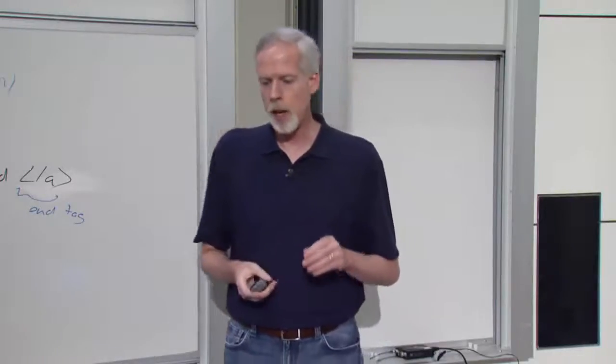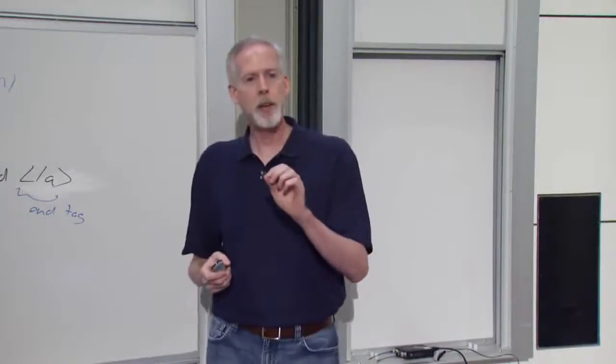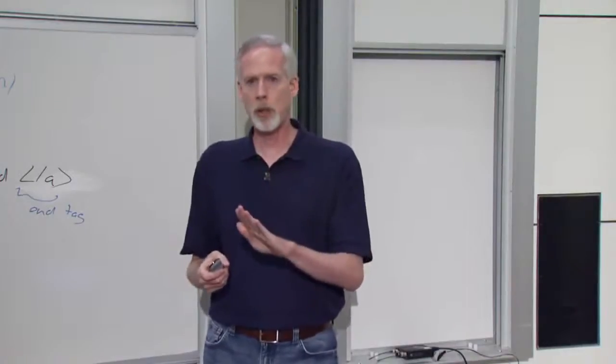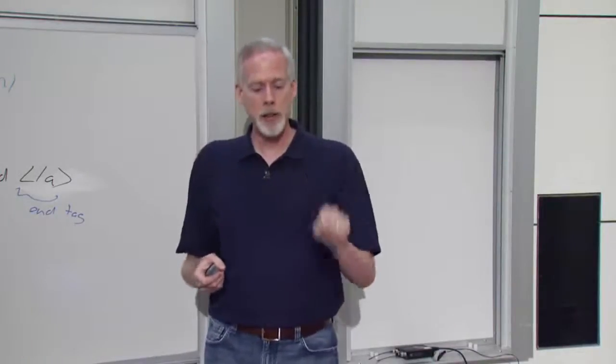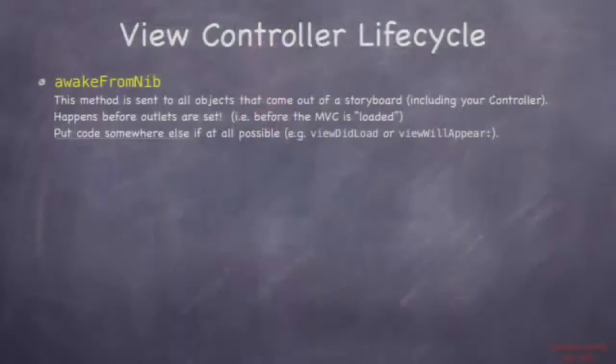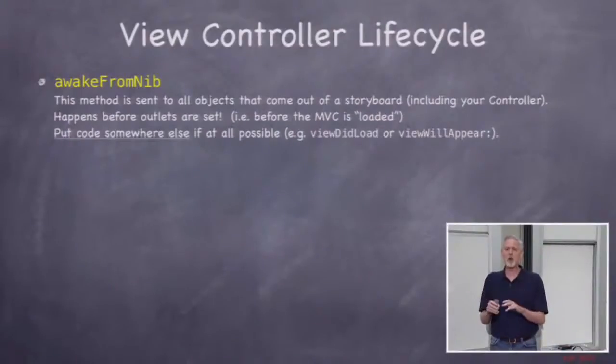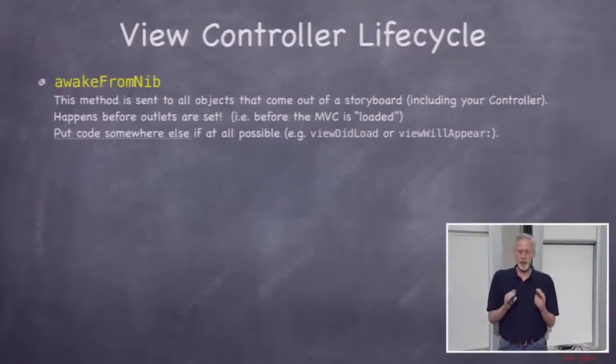Instead, when something gets unfreeze-dried from a storyboard, anything, not just your controller, but even a button or anything else that comes out of there, this method, awakeFromNib, gets called. Nib is an old historical name. You could think of it as awake from storyboard. You can put in here things that you might normally put in your init. Although again, your outlets are not set at this point, so you're better off putting stuff in viewDidLoad. But if there's some reason you can't put something in viewDidLoad, I can't even think of a good example why that would be, you can put things in awakeFromNib.